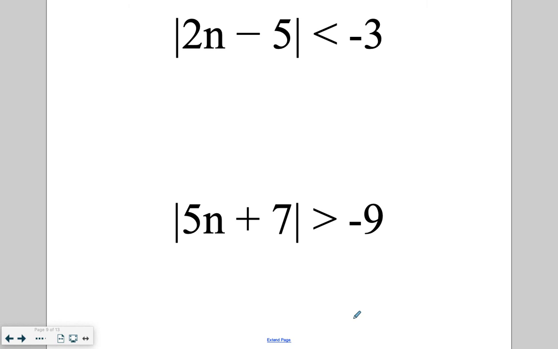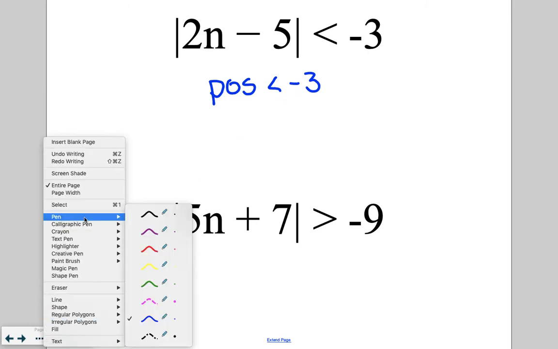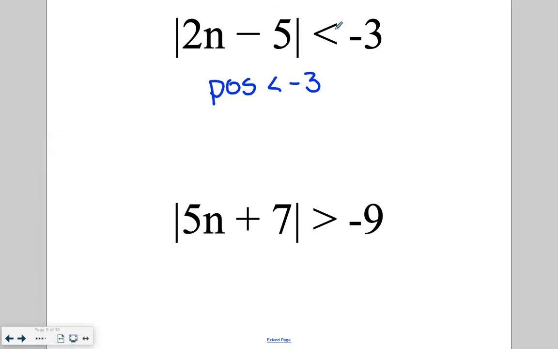There are 2 other scenarios that I want to talk to you about that involve negative answers to our absolute value. As we have reviewed in previous lessons, absolute values are always positive. So whatever I plug in for n, this is going to turn into a positive answer that is less than negative 3. It is not possible for positive numbers to be smaller than negative numbers. So if your inequality is less than a negative, this is a no solutions problem. There is no answer where a positive number is less than a negative number.